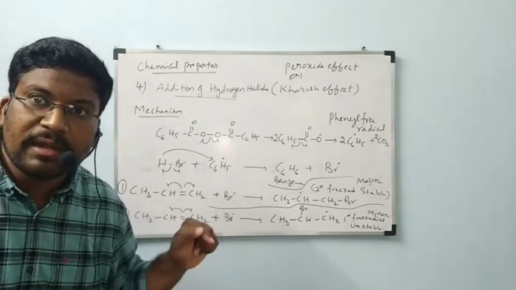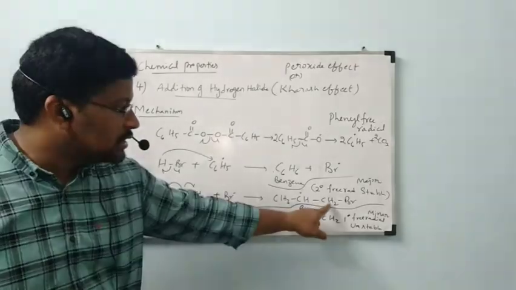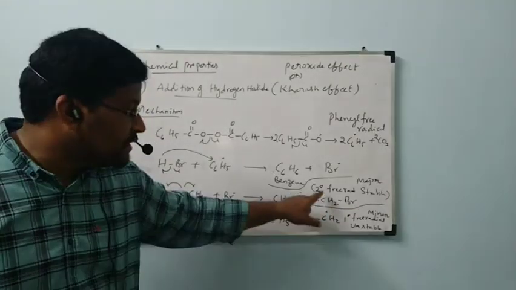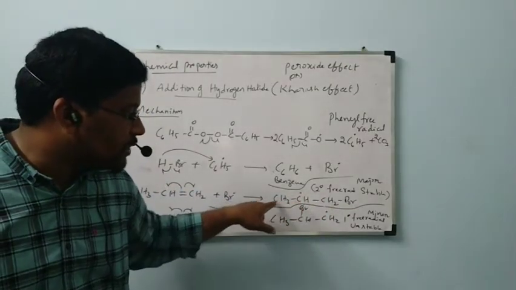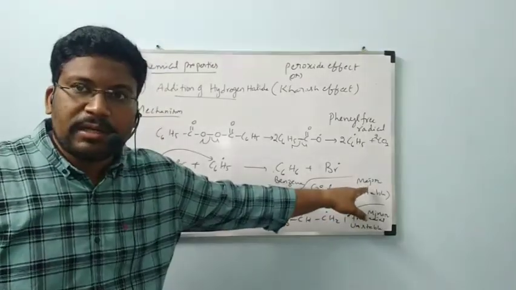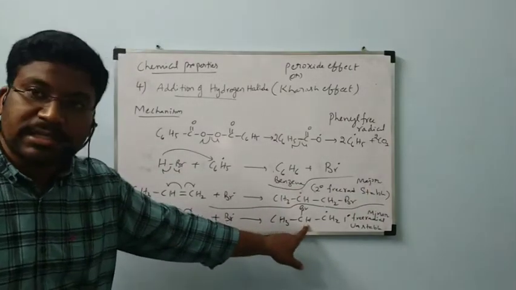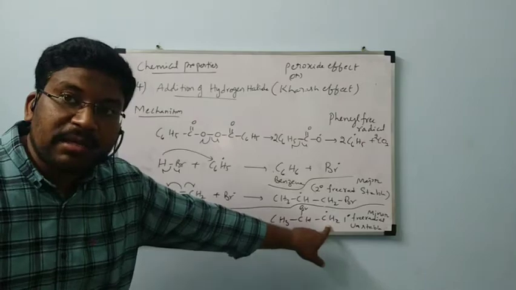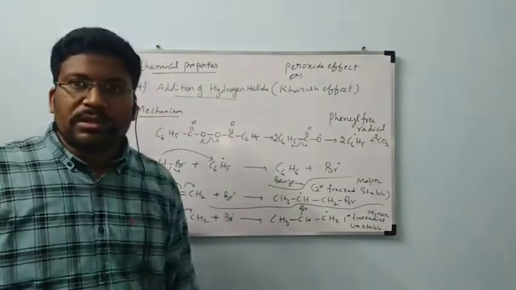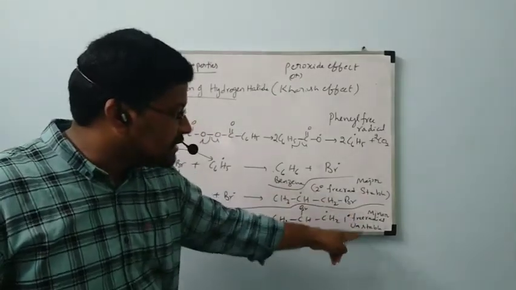Which possibility is giving the stable free radical? The first possibility is giving the stable free radical. In that possibility, Br is bonded to the first carbon, which gives a secondary free radical. See, this carbon is bonded to 2 carbons. Secondary free radical is stable, it is the major product. In the second possibility, Br is on the second carbon, but a primary free radical is formed. Primary free radical is unstable. So depending on this, this is major and this is minor.